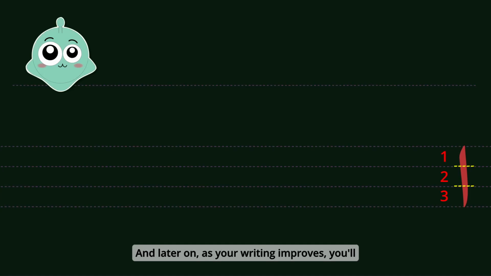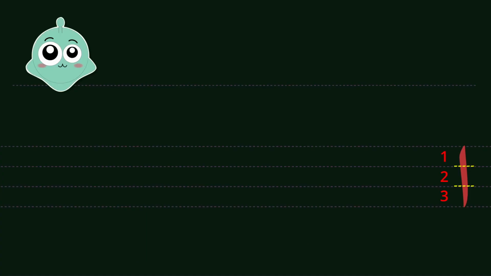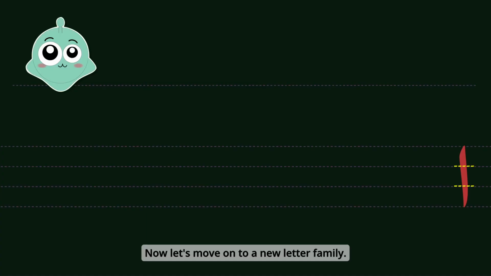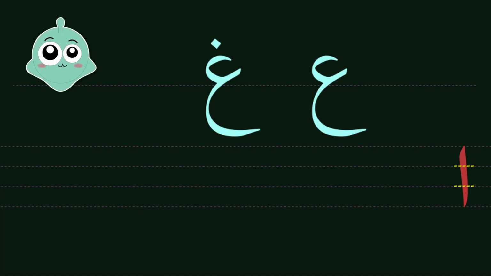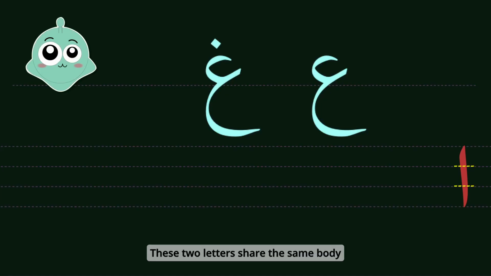And later on, as your writing improves, you'll naturally start seeing the right sizes without relying on the alif at all. Now let's move on to a new letter family, Ain and Ghain. These two letters share the same body, which is why we group them together. The only difference, Ghain has a dot above, while Ain doesn't.